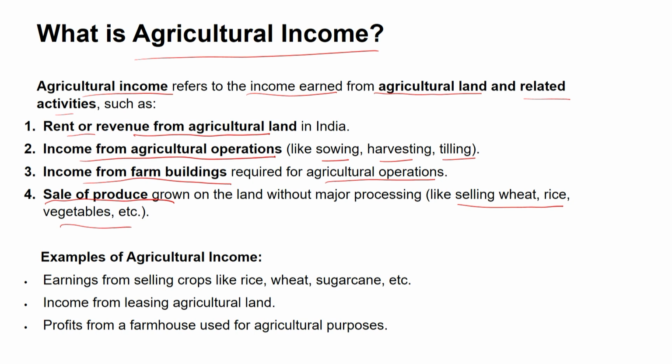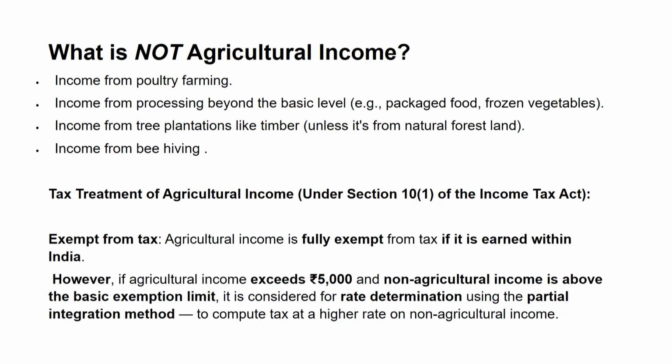So earnings from selling crops, income from leasing agricultural land, and profits from a farmhouse used for agricultural processes may be a part of the agricultural income of the assessee. Now let us understand what may not be part of agricultural income, which are the incomes that have been excluded from the agricultural income.